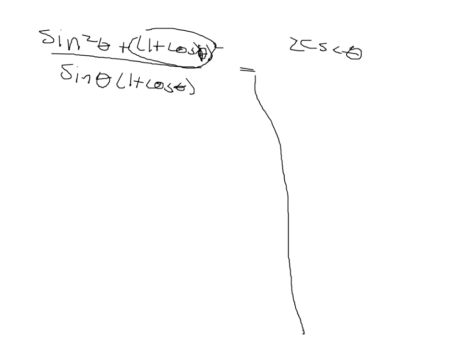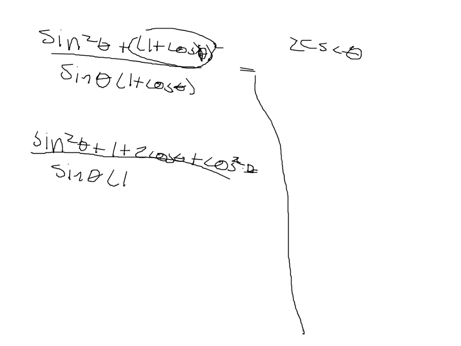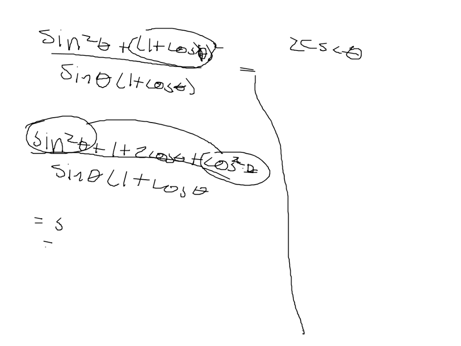Now I'm going to expand right here so the sine squared stays the same. I get 1 plus 2 cosine plus cosine squared. So remember, when you square a binomial, you don't get just 2 terms, you get 3. And it's all over sine theta times 1 plus cosine theta. And now I see I have a cosine squared and a sine squared. If you look on your formula sheet, you see that sine squared plus cosine squared equals 1. So these are going to get replaced with 1.